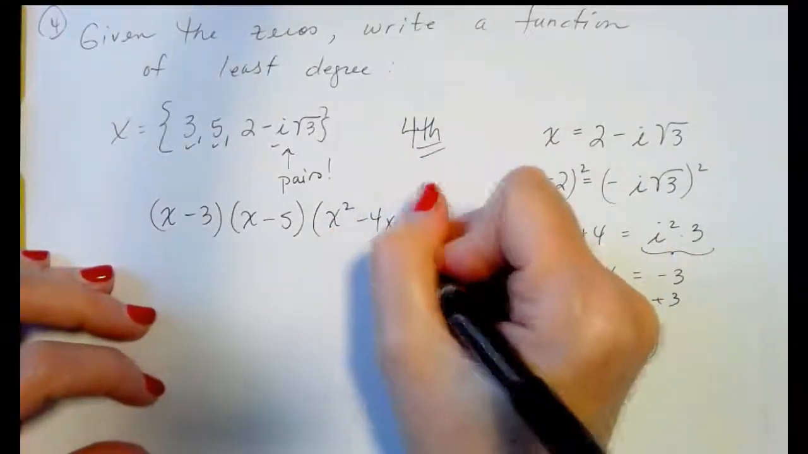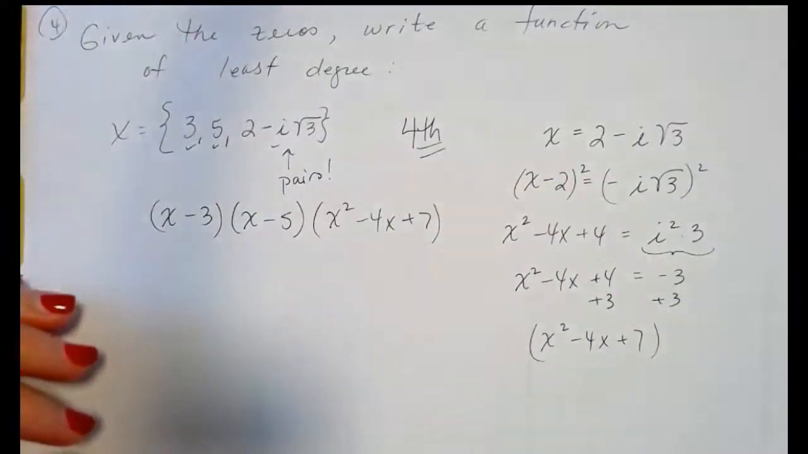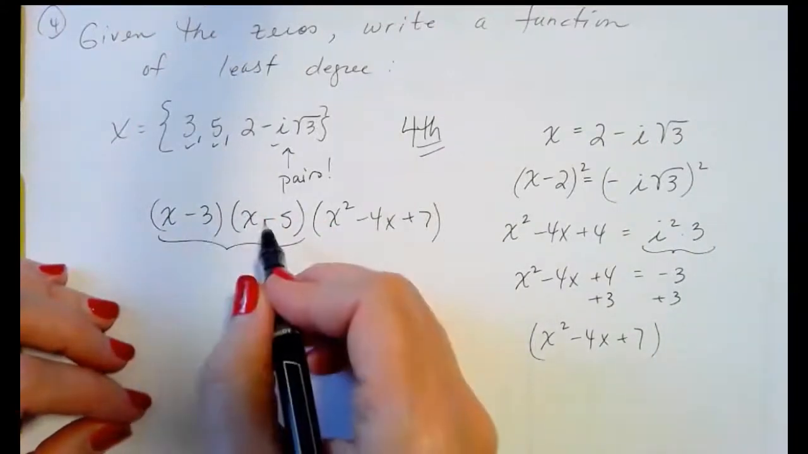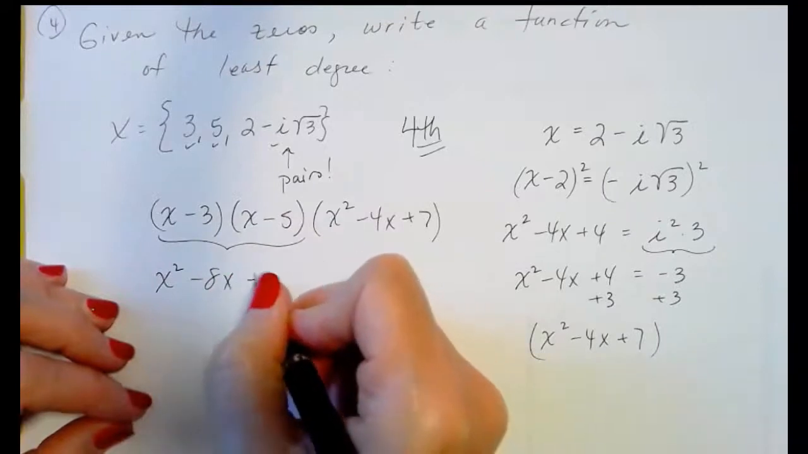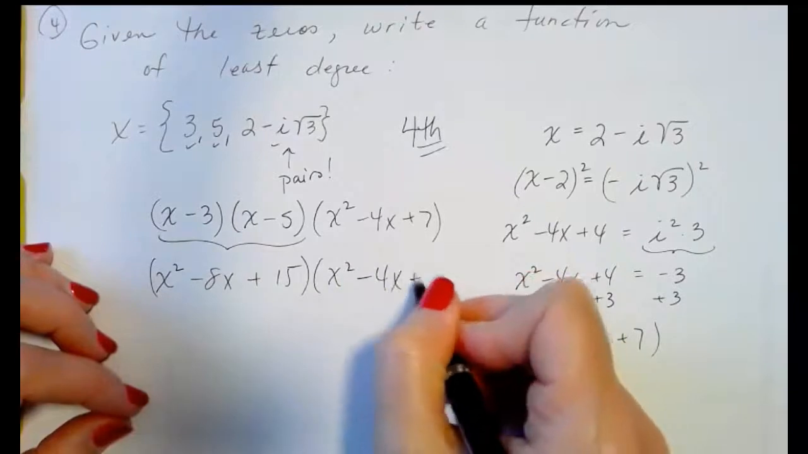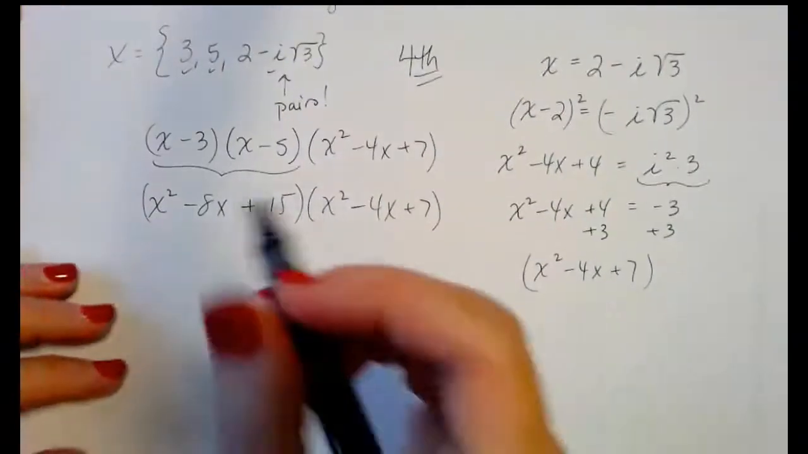Now, on our exam, you will not be using your calculator for this, so you need to push through and multiply. So let's start with the first two factors. x minus 3 times x minus 5 is x squared minus 8x plus 15. We'll use the distributive property. And now we're going to power through and use the distributive property 3 times here.